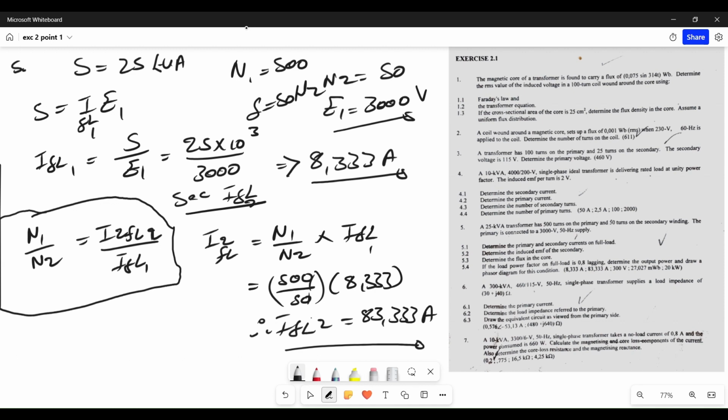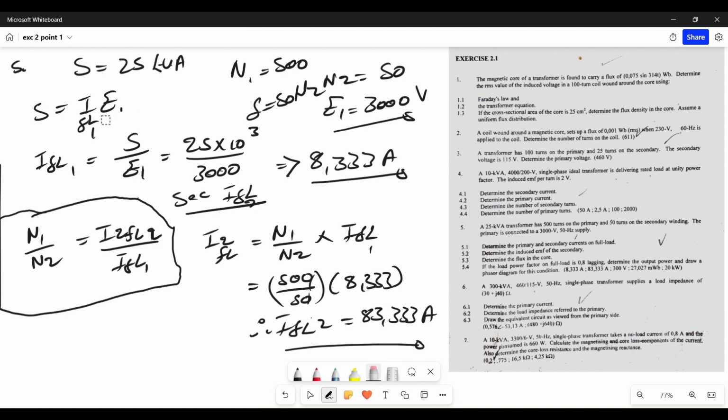So this is how we get to the answer, because no matter what you do in the calculations, do not forget that you'll always have KT, the turns ratio. So remember N1 over N2, E1 over E2, I2 over I1. Those things are very much important. You should always keep them in mind. You must never forget them. I hope answering this question was clear.